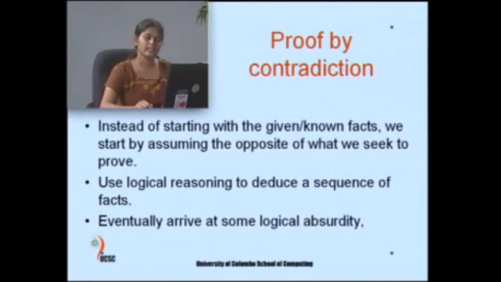The other method is known as proof by contradiction. Instead of starting with the given known facts, we start by assuming the opposite of what we seek to prove. Use logical reasoning to deduce a sequence of facts, eventually arriving at some logical absurdity.